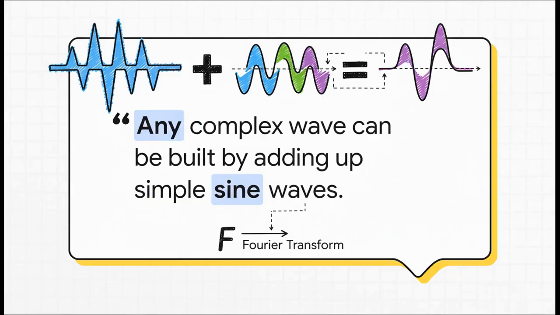And this really gets to the huge breakthrough idea from the mathematician Joseph Fourier. His big aha moment was realizing that any signal, no matter how complicated and messy it looks, is actually just a bunch of simple, pure sine waves all added together. That's it. And the Fourier Transform? Well, that's the tool that figures out exactly which sine waves and how much of each you need.